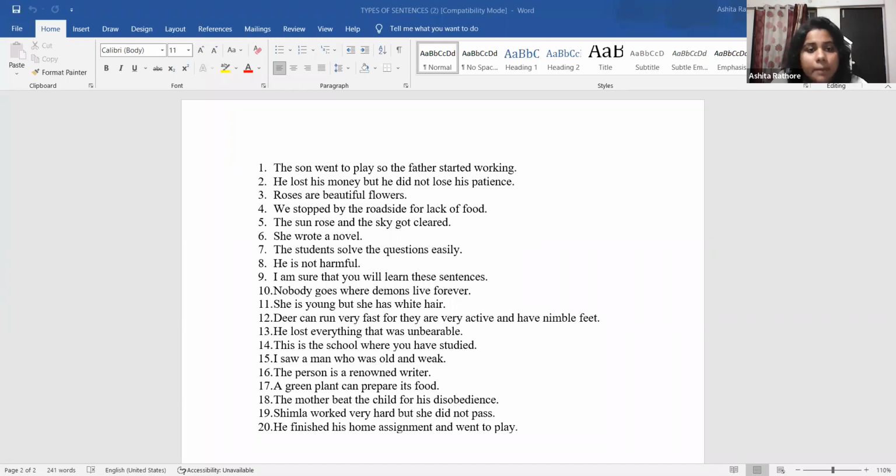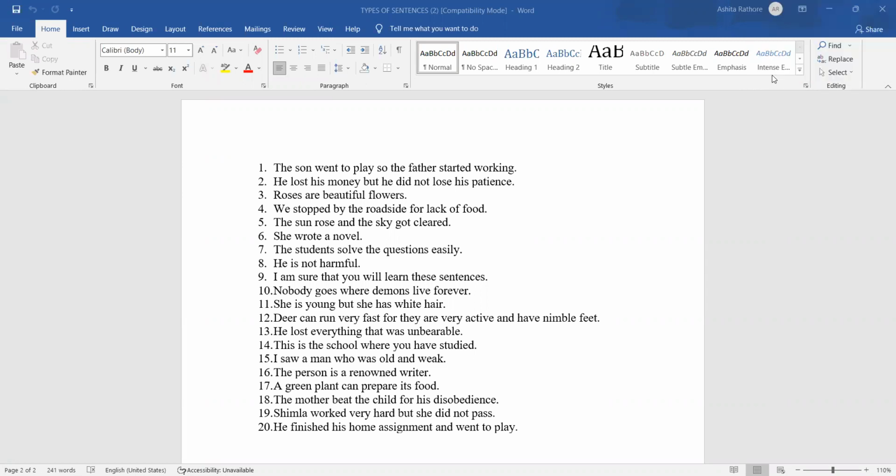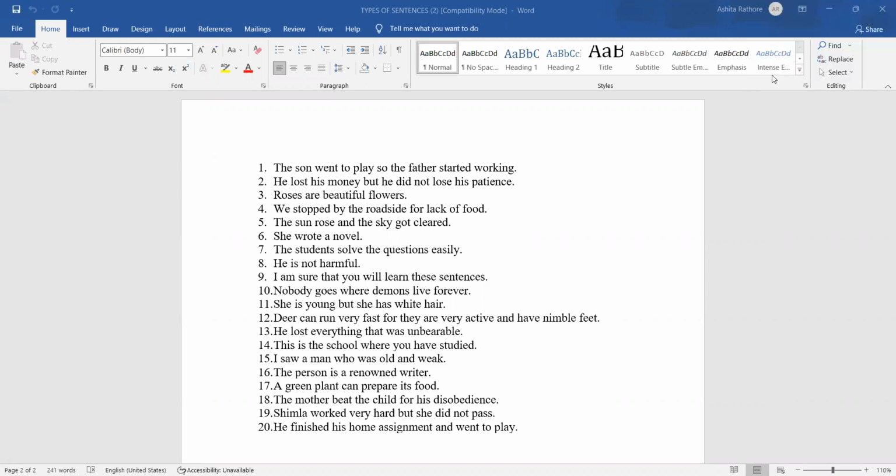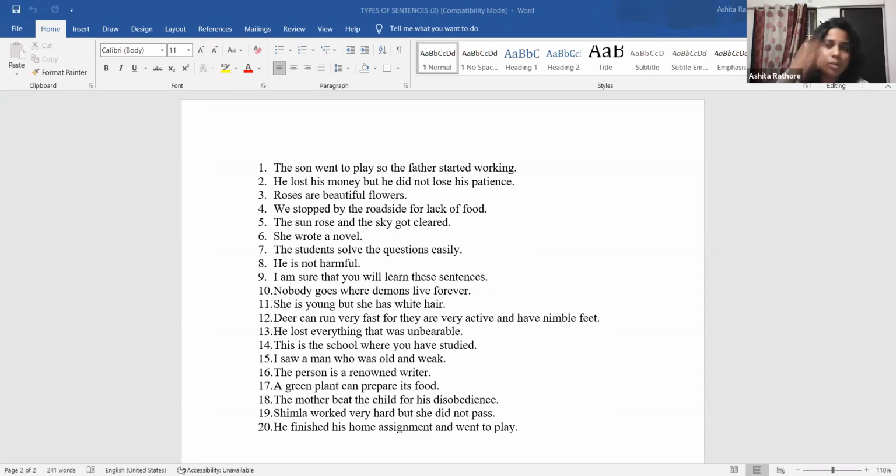Next will be Himani. 15. I saw a man who was old and weak. Ma'am, it's a compound. I saw a man being independent who was old and weak. He was old and weak is an independent clause, and I saw a man is a dependent clause.